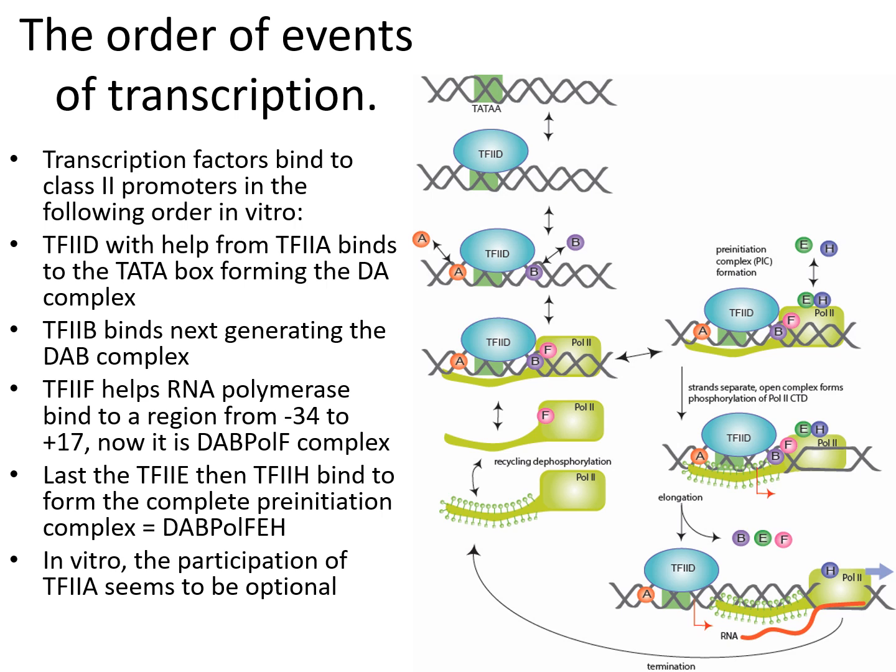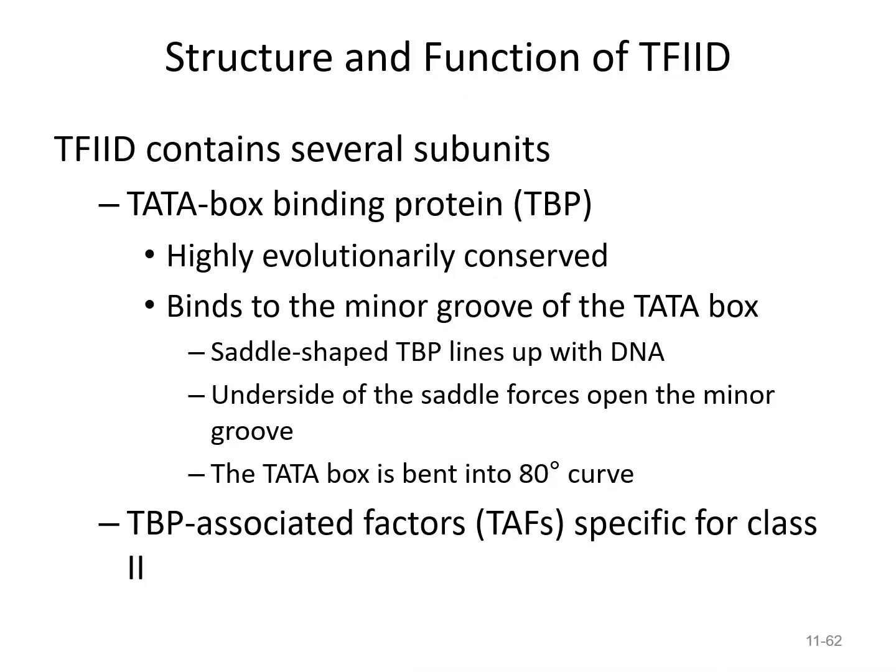pre-initiation complex. To start the transcription, RNA polymerase II is phosphorylated in the C-terminal domain, and then the DNA is separated, and they start the transcription. The primary protein of TFIID is the TATA binding protein, the TBP, and it is associated with many TBP-associated factors, the TAFs.